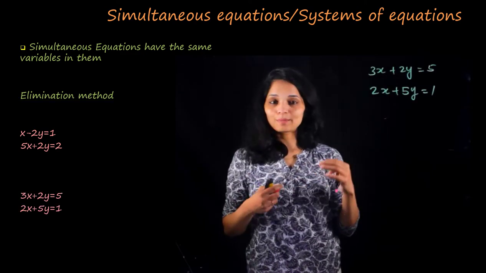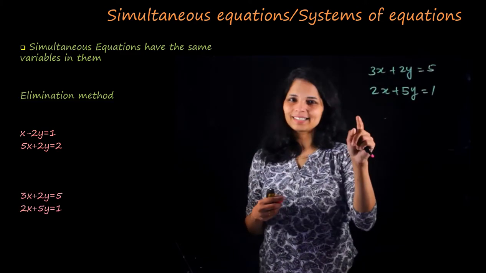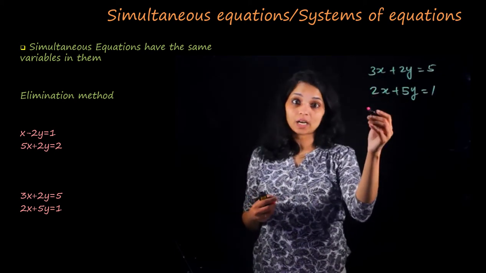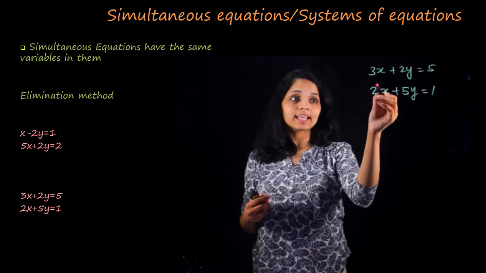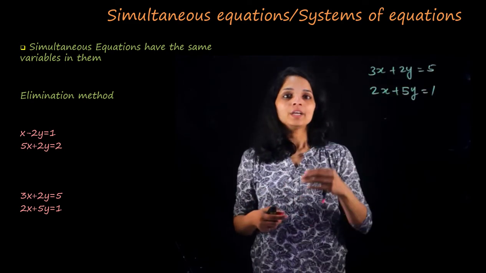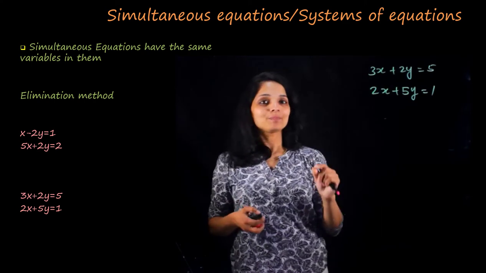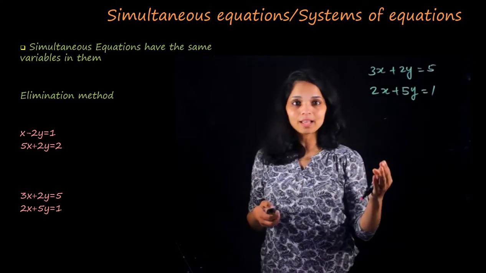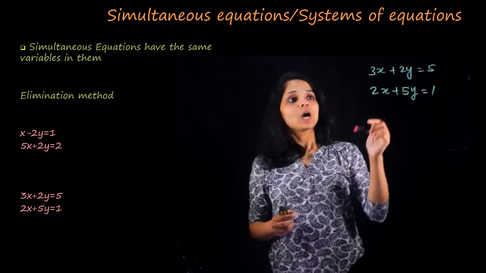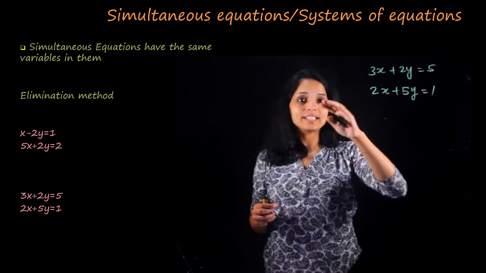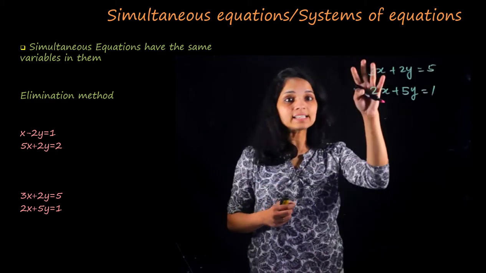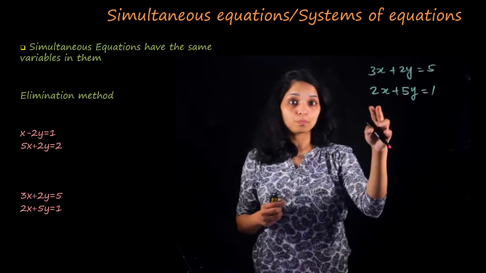Now let's do one more example using the elimination method. But this is a little bit harder example because there are no coefficients which are similar, because x has 3 here, 2 here, y has 2 here, 5 here. So there's no way you can simply add or subtract, but there is a small technique that you can apply to get the similar coefficients. What we're going to do is multiply or divide the whole equation by any constant to get the same coefficient on both equations.